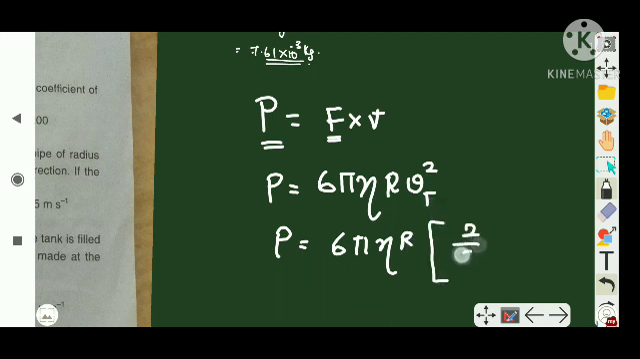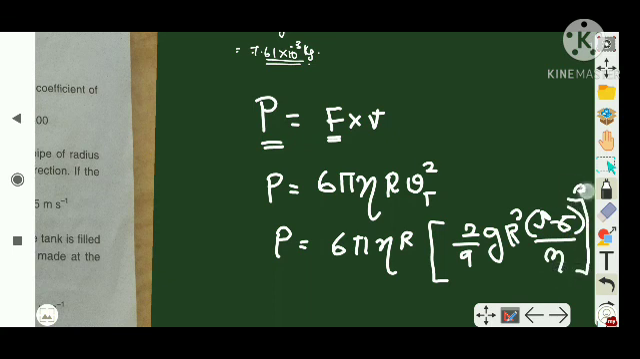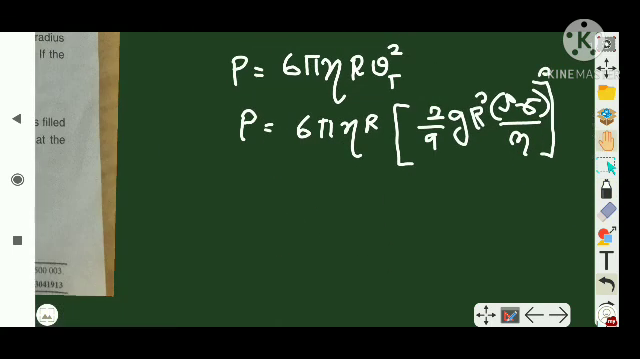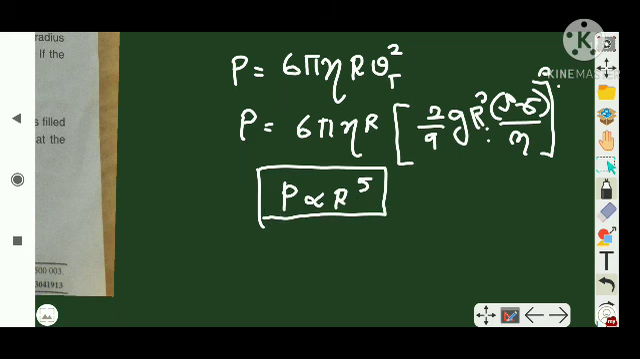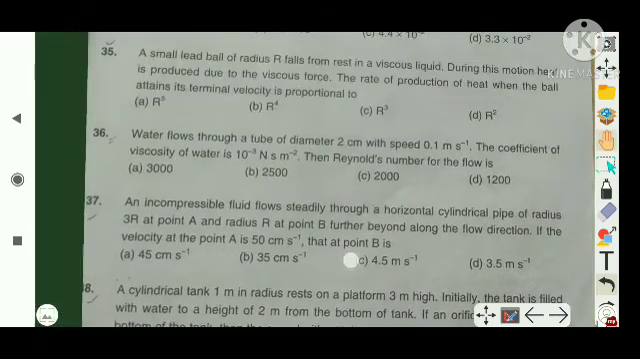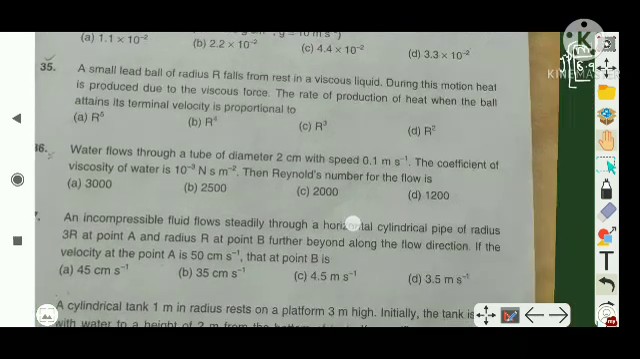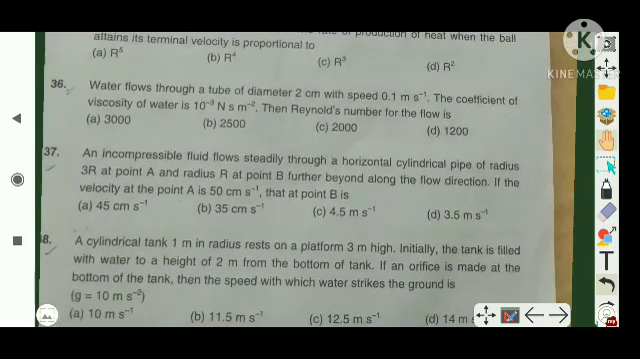I would recommend you write the terminal velocity expression: g r squared (sigma minus rho) divided by eta, whole squared. Now from this expression, there is an r squared here and an r squared there, so r raised to 4 into r is r to the 5. So I can say the heat production is directly proportional to the 5th power of radius. Clear? Now let us move on to the next question.